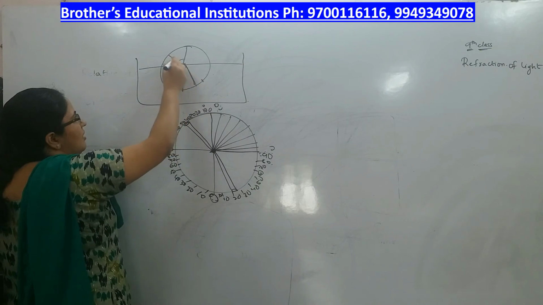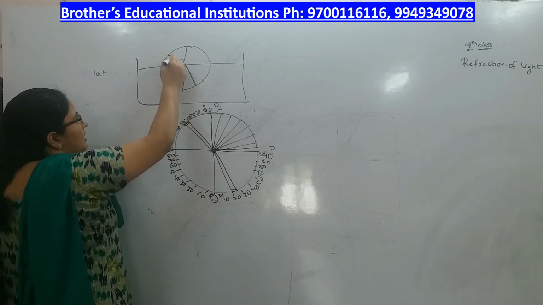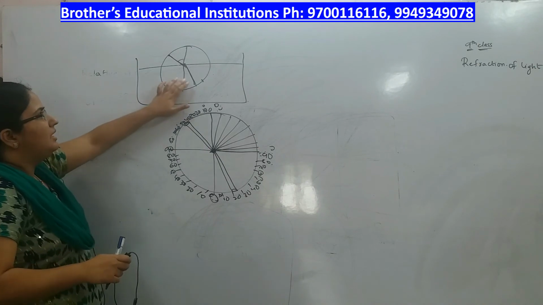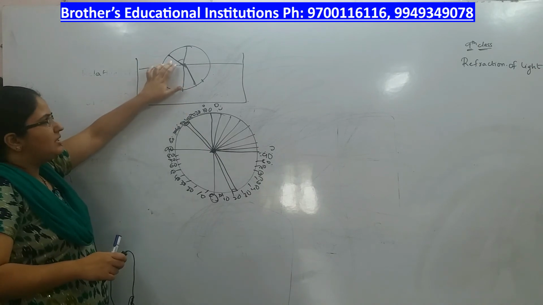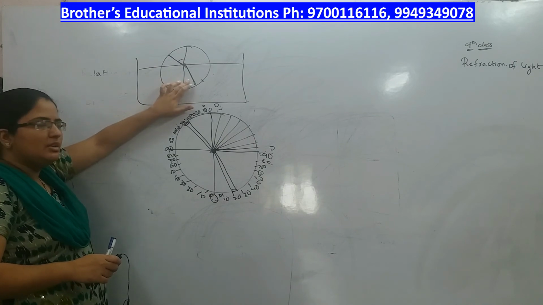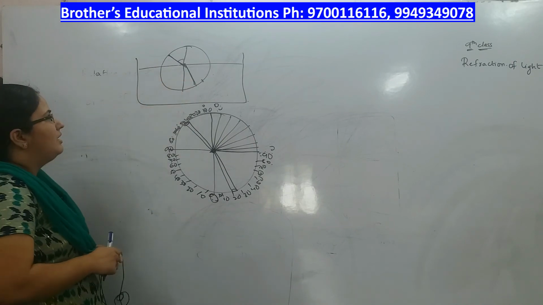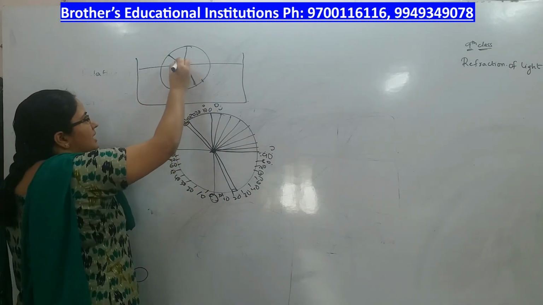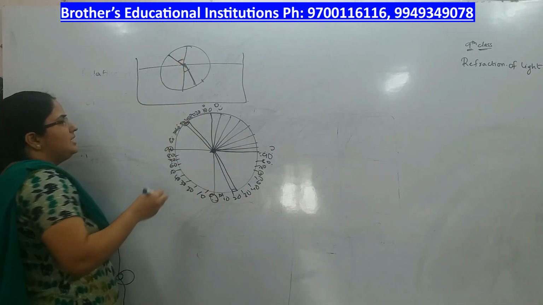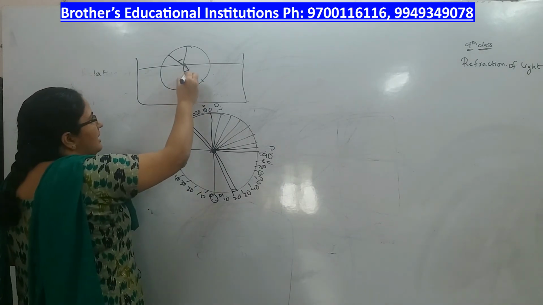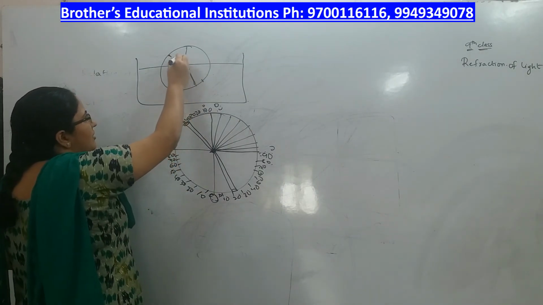Place another straw which appears to be in straight line with this straw. Fix another straw such that this straw appears to be in straight line with this straw. Now take out the glass discs. You will observe that these two are not in line with each other. This is angle of incidence and this will be angle of refraction.